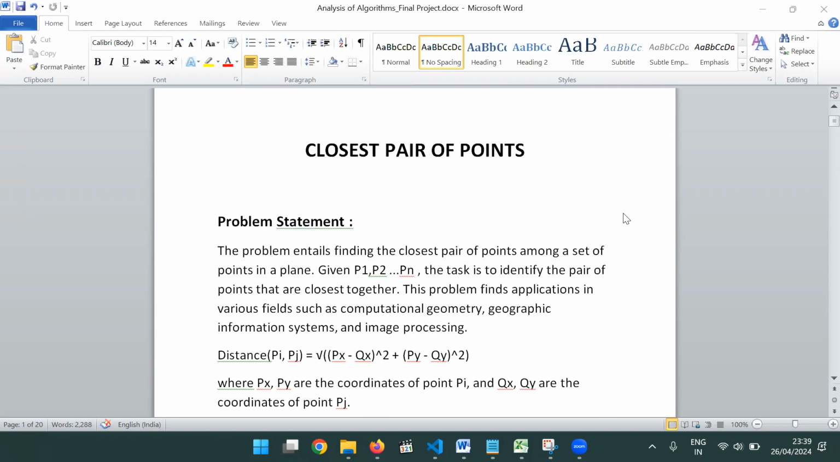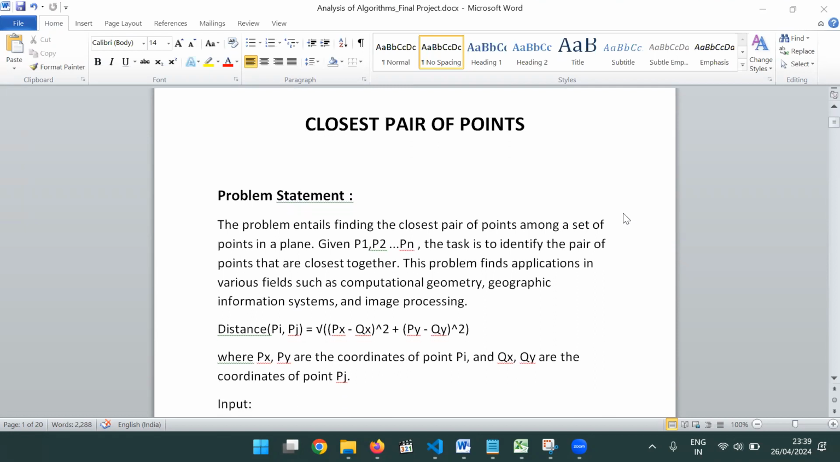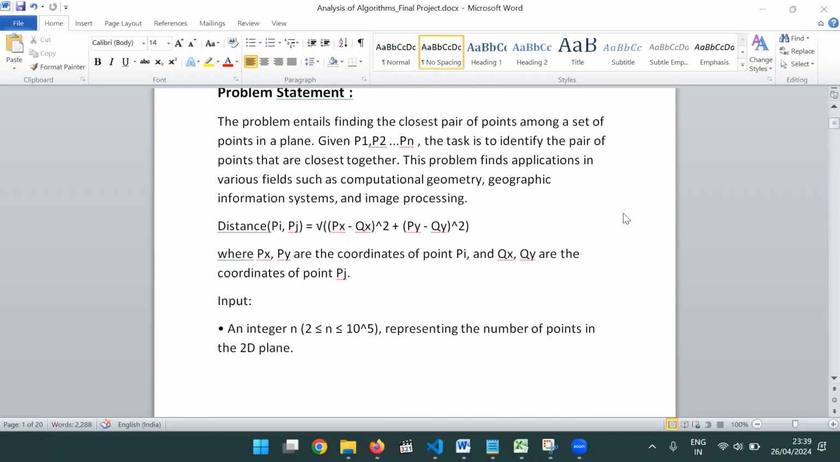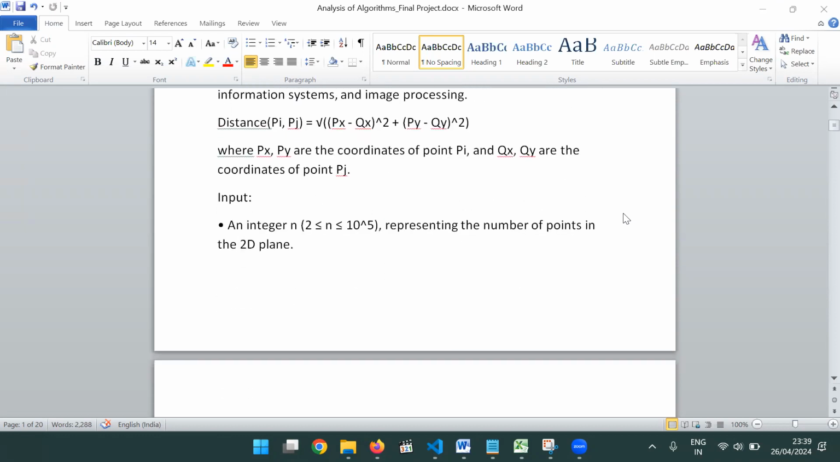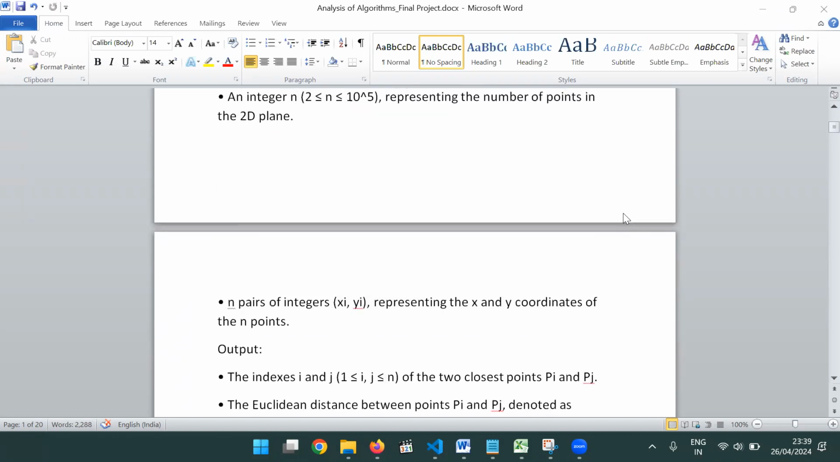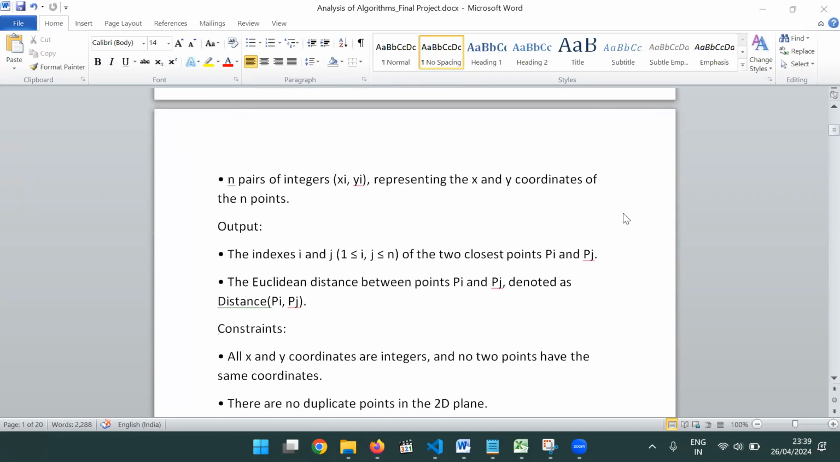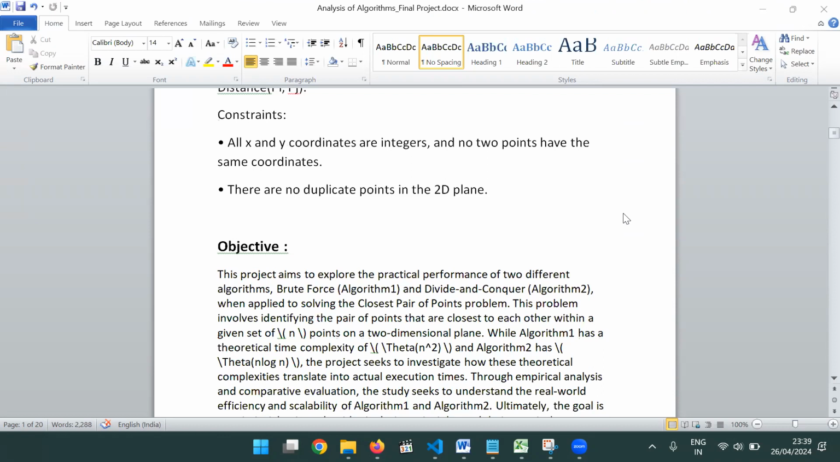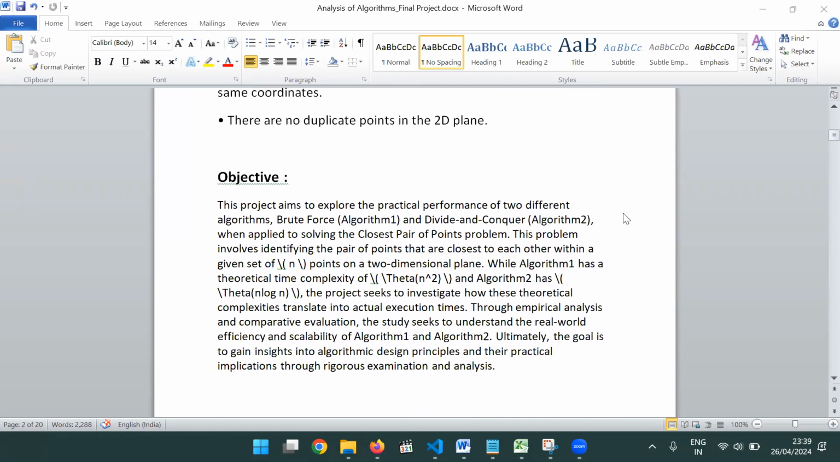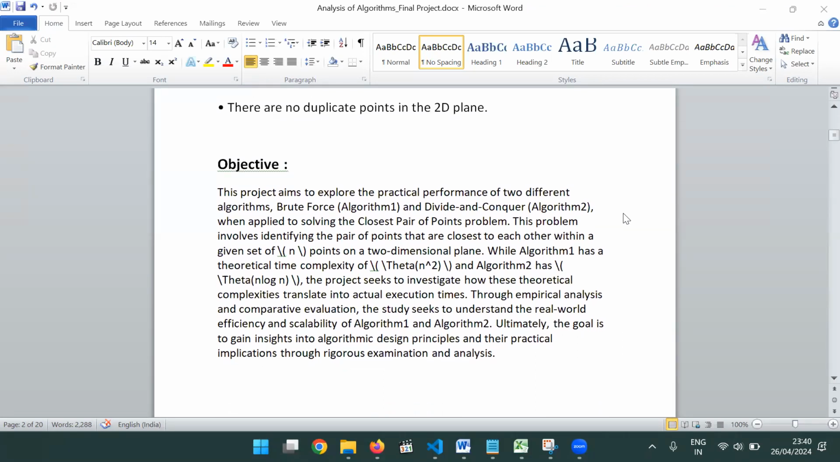The main problem statement is to find the closest distance between the points on a two-dimensional plane. So we are having the inputs given in the question. The main objective is to explore the practical performance between two algorithms: the brute force algorithm and the divide and conquer algorithm. We applied solving this problem using these two algorithms.